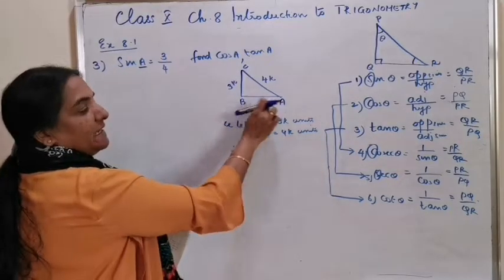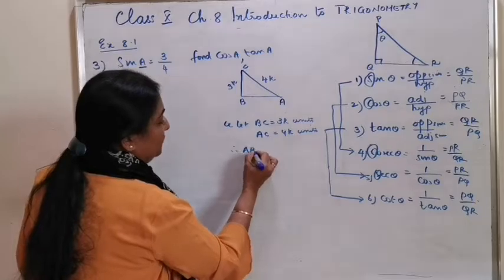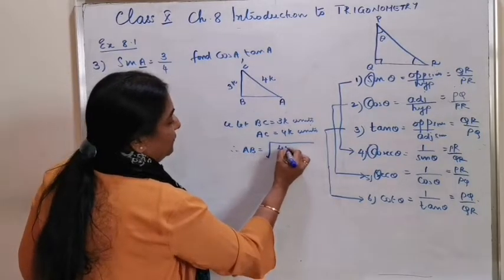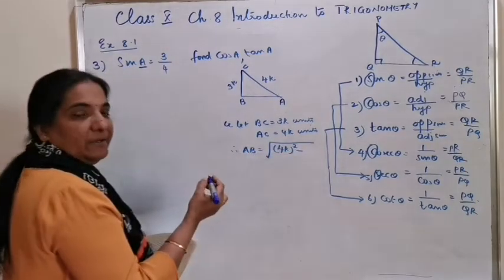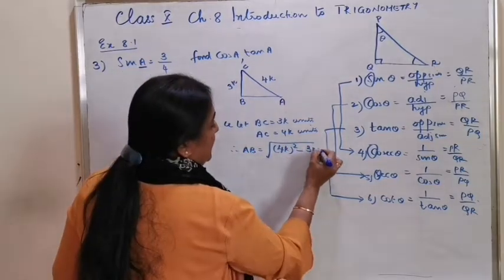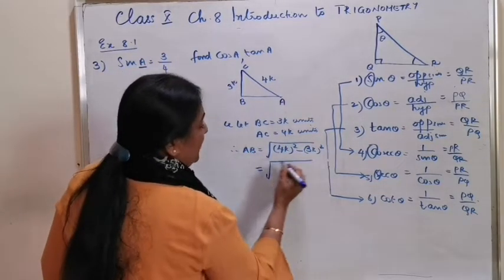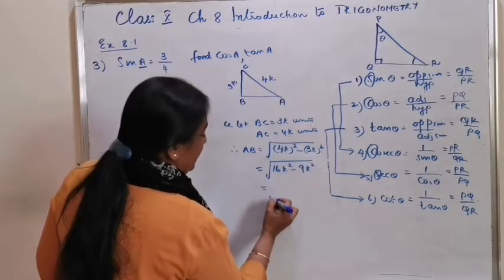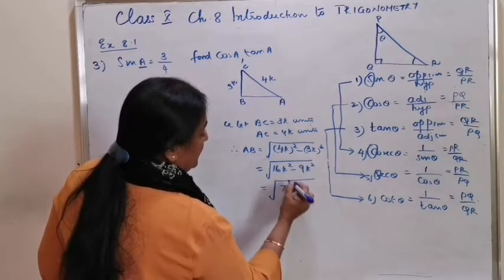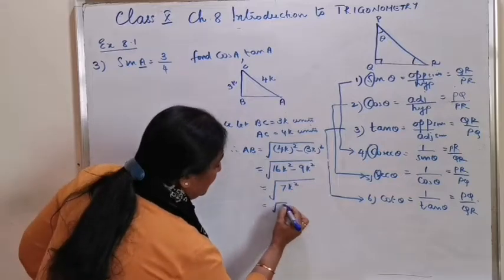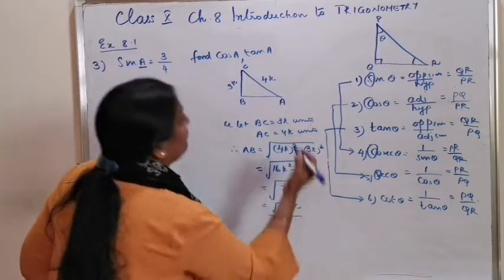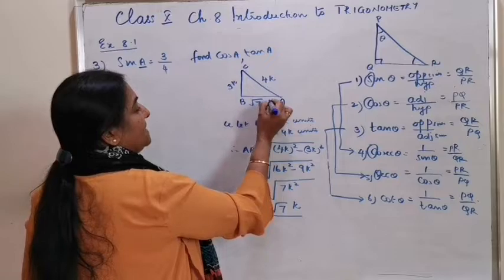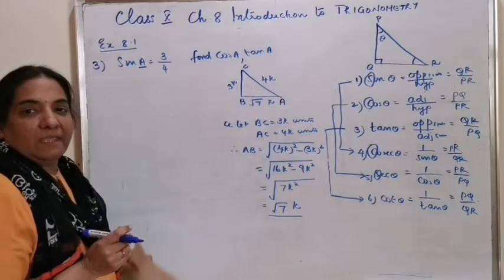Therefore, immediately what will be the length of AB? Square root of 4k the whole square minus 3k the whole square, square root of 16k square minus 9k square, square root of 7k square or root 7k. The value of AB is root 7k.